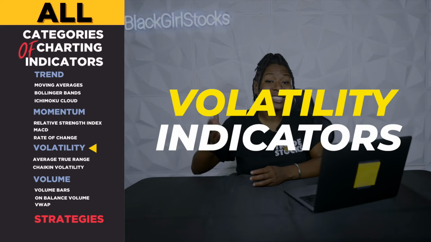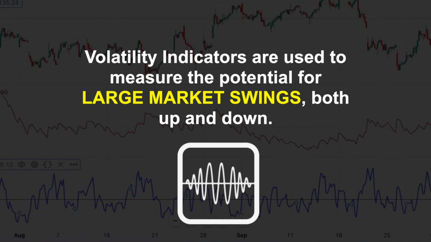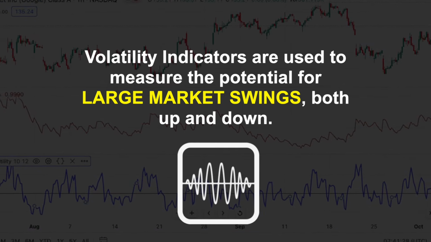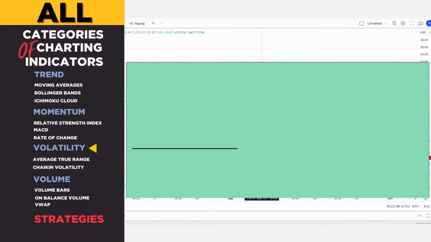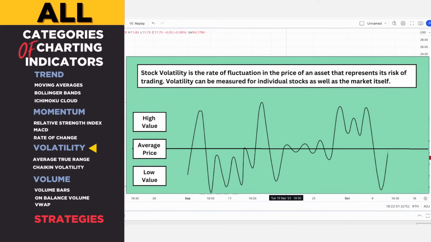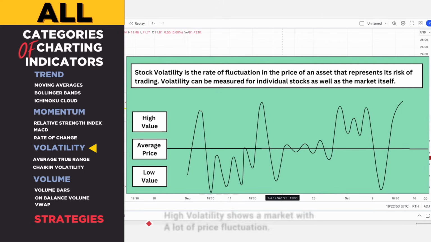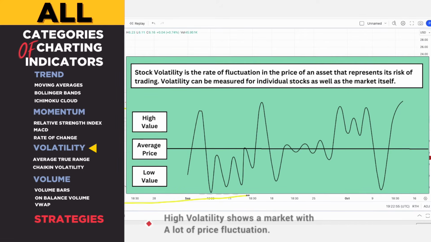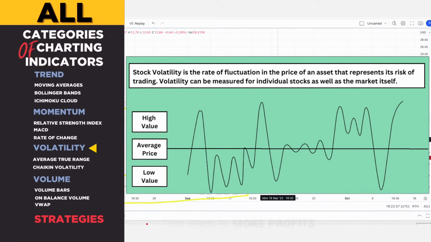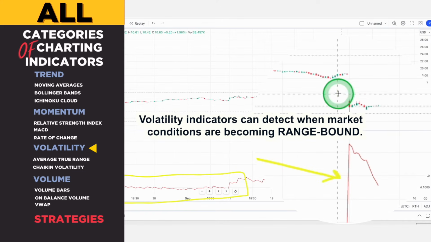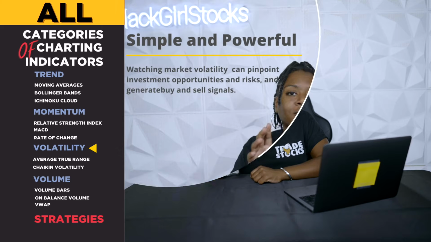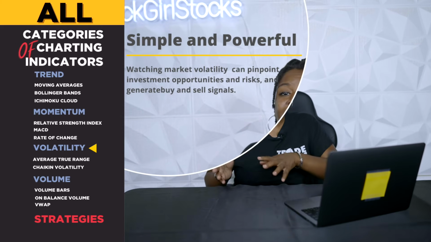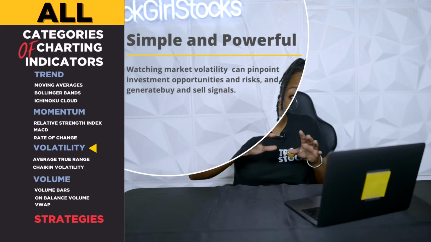Let's go to the volatility indicators. Volatility indicators are going to be used to measure the potential for large market swings, either up or down. So you can think of volatility indicators like a weather forecast for the market, how risky it is, and also what kind of trend may be developing. These indicators can detect when market conditions are becoming range bound. Depending on your particular trading style, volatility indicators can help guide you in different ways.